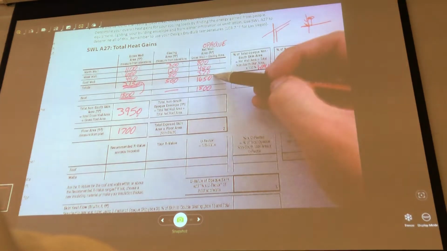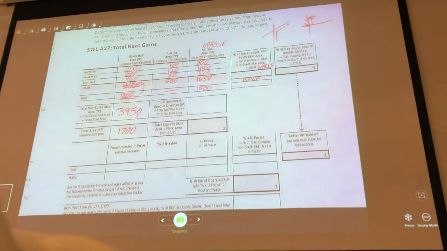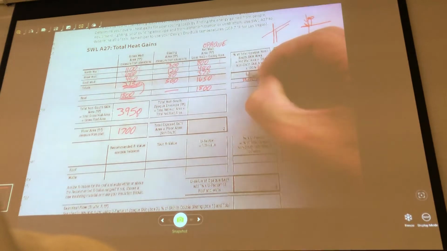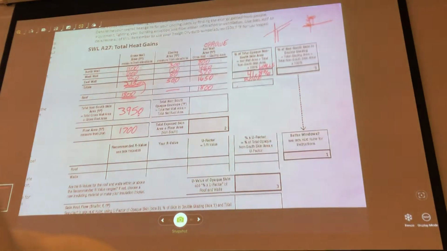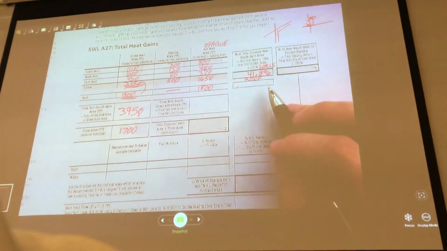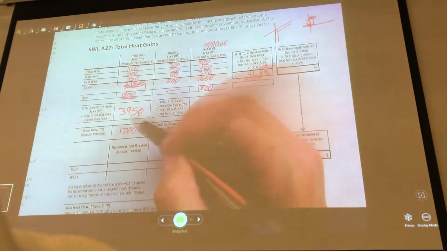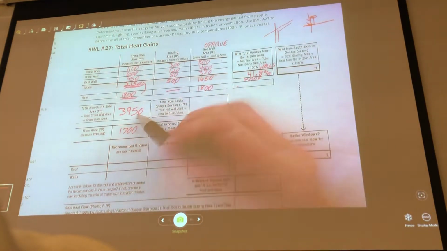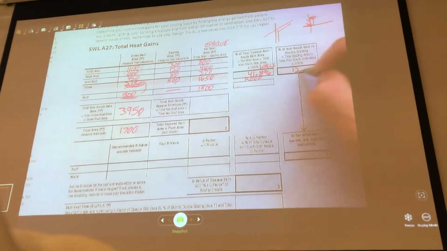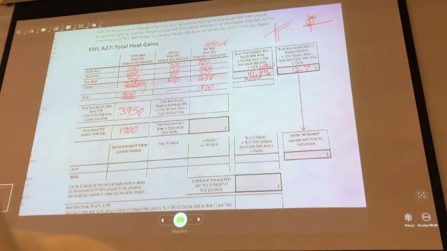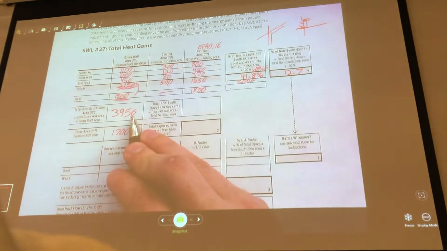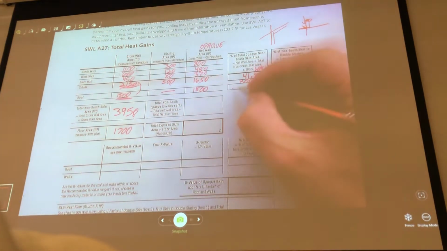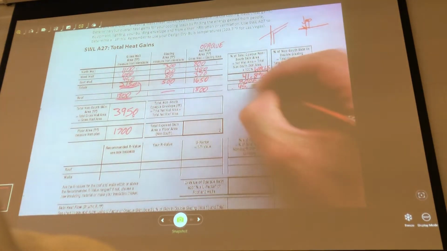So 1650 divided by 3950 gives me 0.418, which we convert to a percent: 41.8%. 2,500 divided by 3,950 gives me 12.7%. And then 1,800 divided by 3,950 gives me 45.6%.